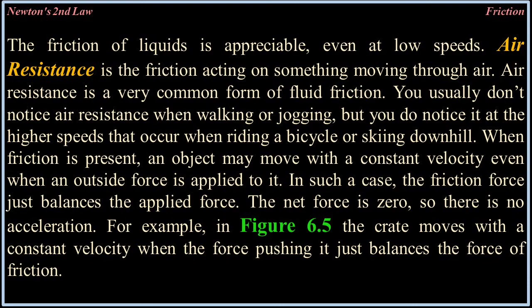When friction is present, an object may move with a constant velocity even when an outside force is applied to it. In such a case, the friction force just balances the applied force. The net force is zero, so there is no acceleration. For example, in figure 6.5, the crate moves with a constant velocity when the force pushing it balances the force of friction. Let's take a look at 6.5.